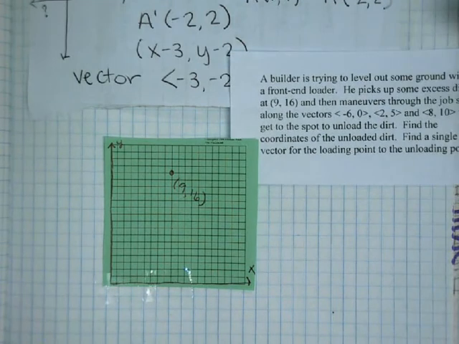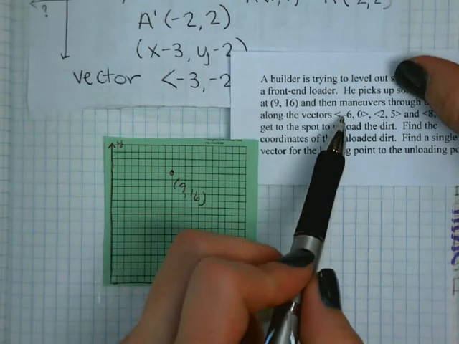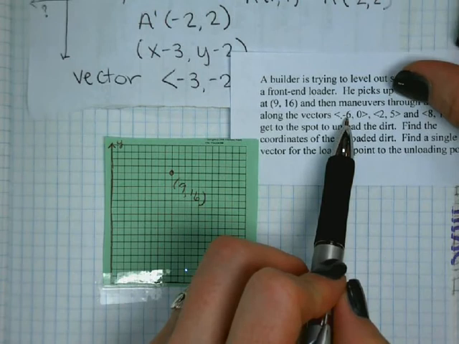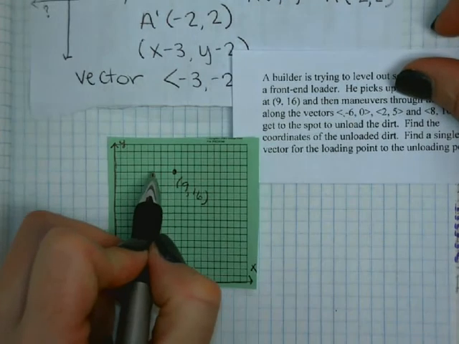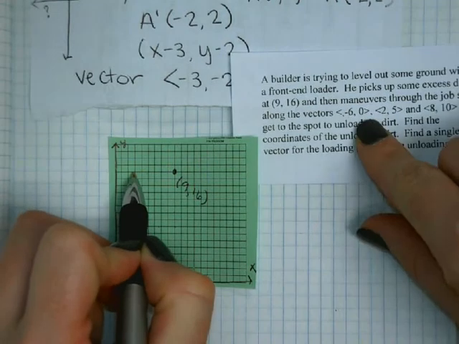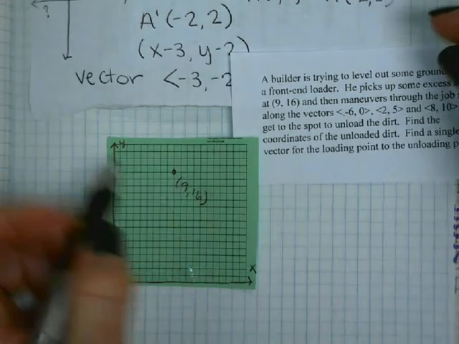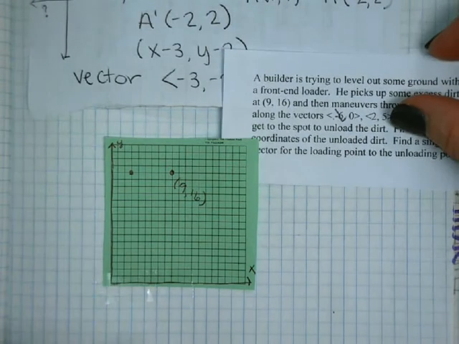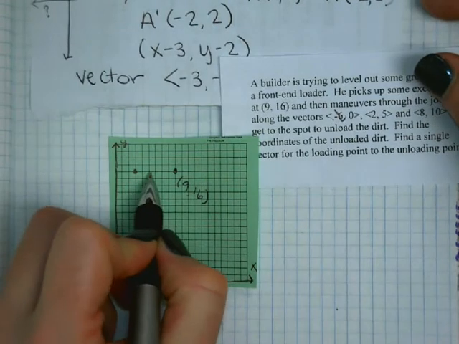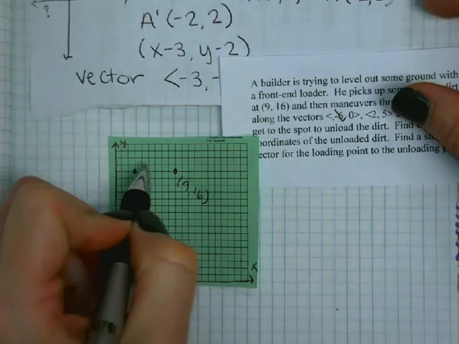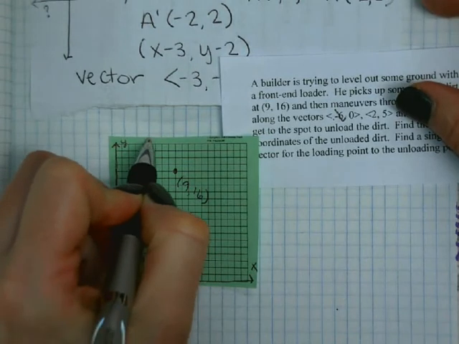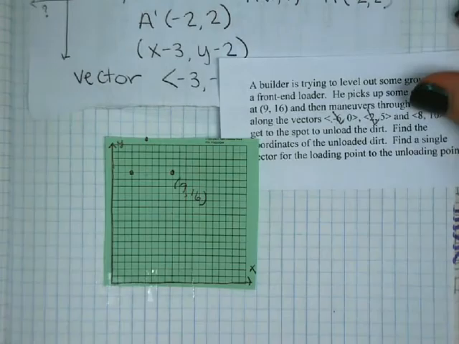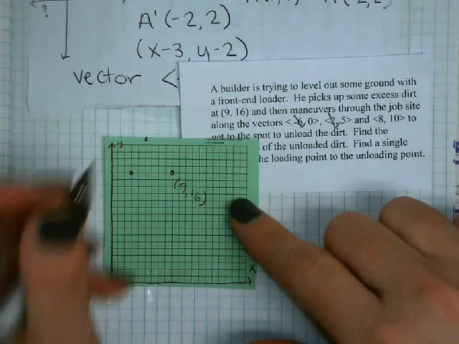So now we need to follow these vectors. So I'm going to follow these vectors in order and see where we're going to end up dumping our dirt. First one says vector <-6, 0>. So this means I'm going to move a negative 6 in the x direction. 1, 2, 3, 4, 5, 6. And 0 along the y. So I don't have to move up or down. So we're going to take the dirt here. Check. Then it says <2, 5>. So 2 in the positive direction, and then 5. 1, 2, 3, 4, 5. Now I'm beginning to get off my grid paper here. And I have the dirt.